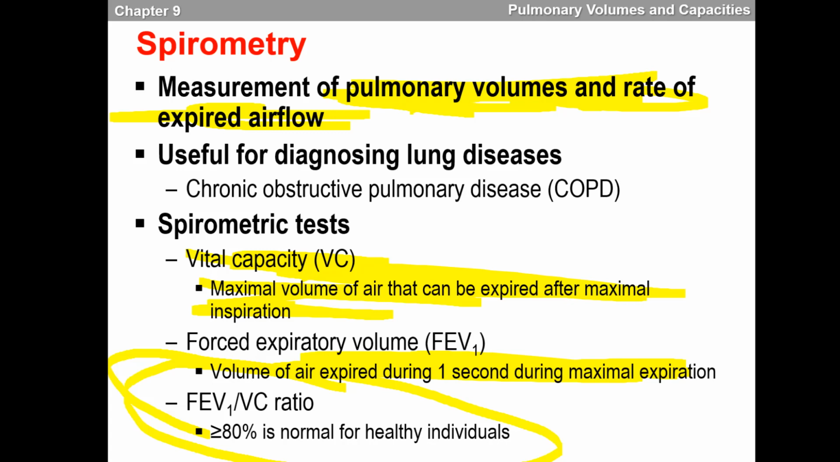Give me a second. Make sure I'm not missing anything. Tidal volume.